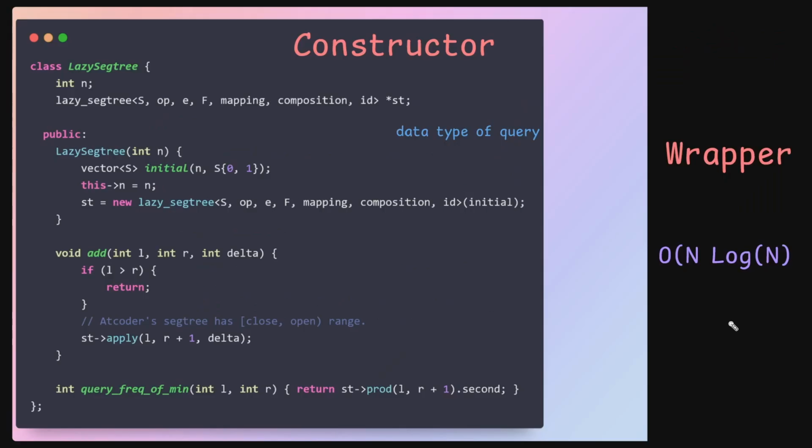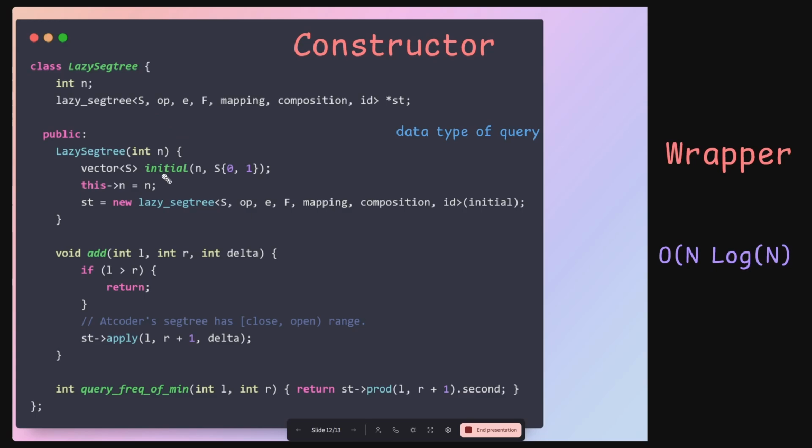Finally, the last step is to add the constructor to create the lazy segment tree and then replace the wrapper function that you had created. Now, to create the constructor for the lazy segment tree, first of all you need to create an array, and the data type of that array should be the return type of the query. And remember that the return type of the query had data type S, because the data type called F was just for adding the delta.